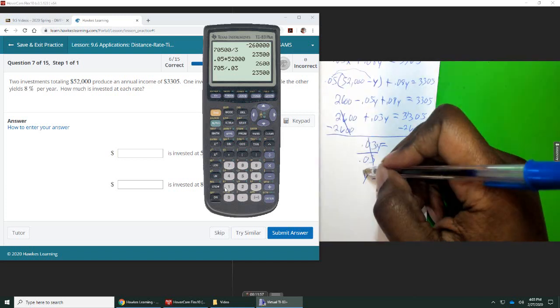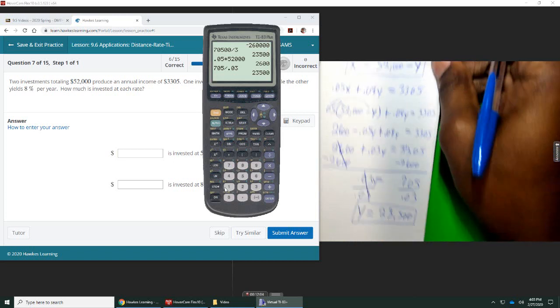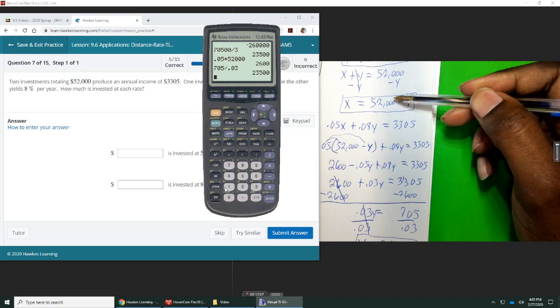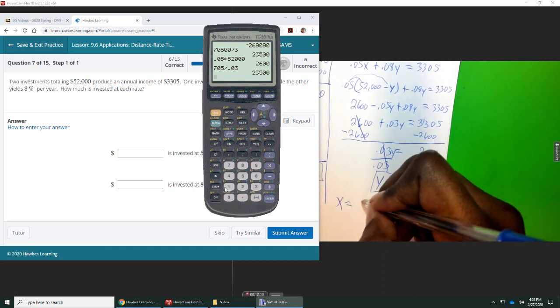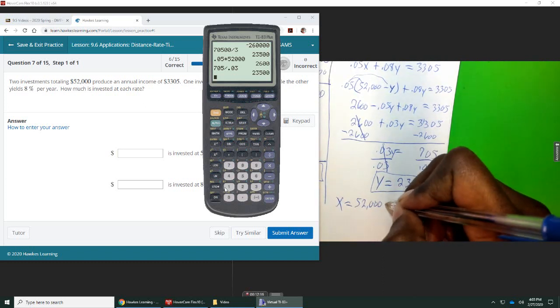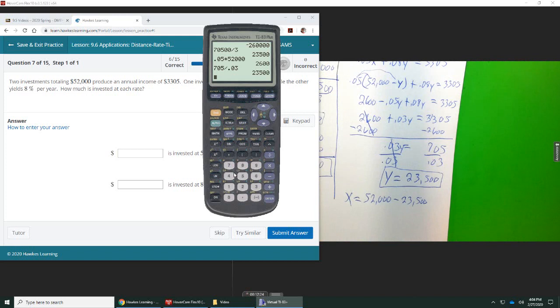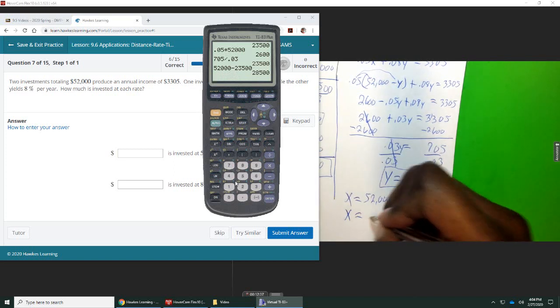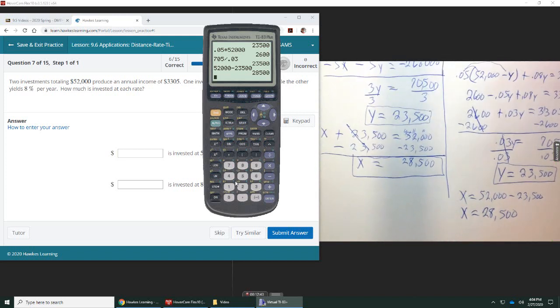And still, the way that you find x is we will plug this back into this equation that we had up top. So if I do 52,000 minus the 23.5, it will get x, because x equals 52,000 minus the 23.5. Okay, so if we subtract those two, just to verify, 52,000 minus the 23,500, we get 28,500. So we get x equals 28,500.